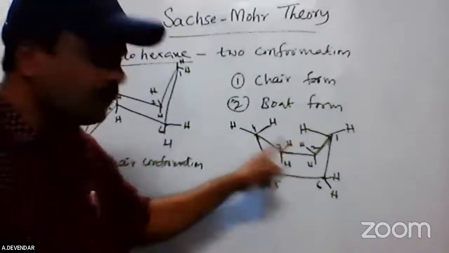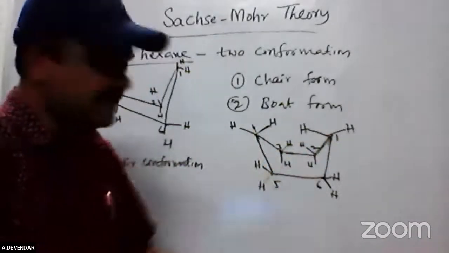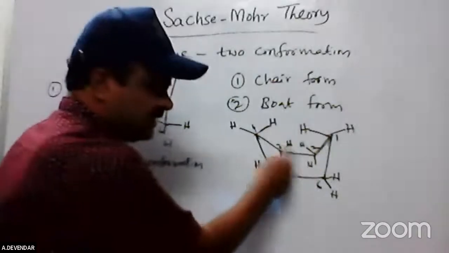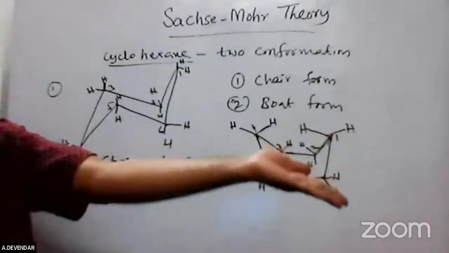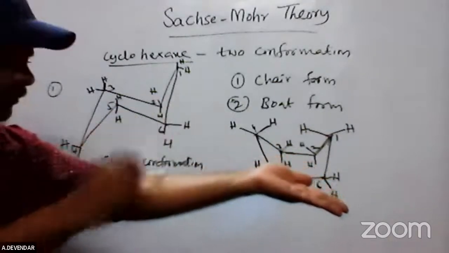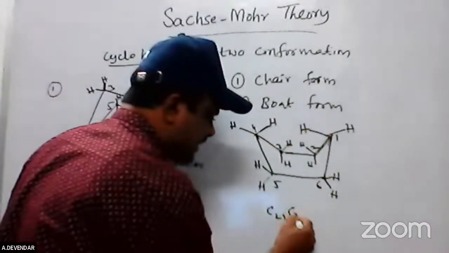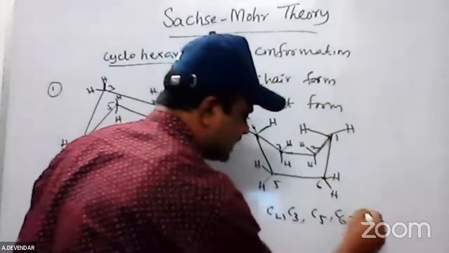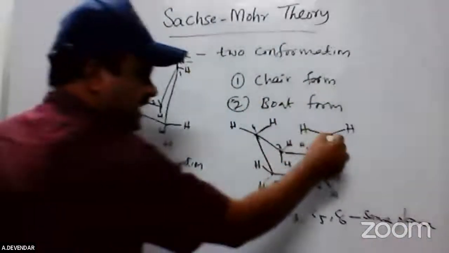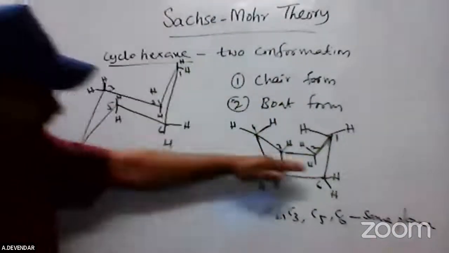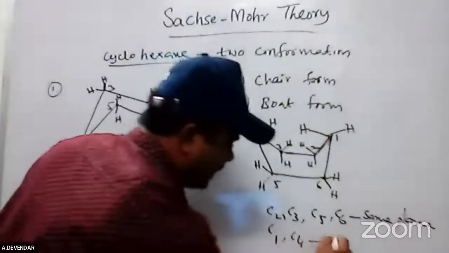See this one here, the boat form. I'm explaining the boat form. First carbon, second, third, fourth, fifth, sixth. Of these six carbons, second, third, sixth and fifth carbons are on the same plane. These are C2, C3, C5 and C6 on the same plane, and C1 and C4 are above the plane. This is the plane, and C1 and C4 are above the plane.